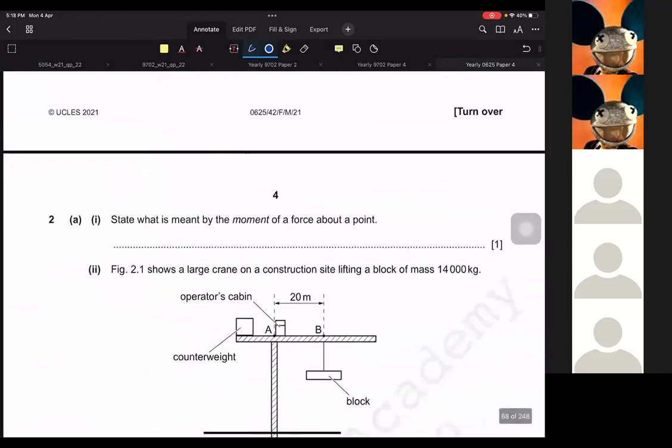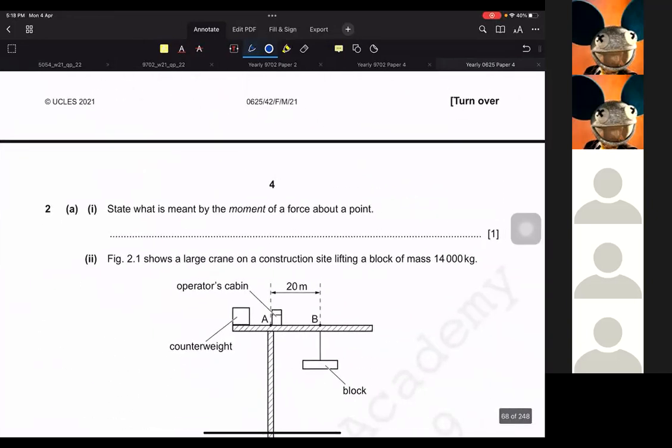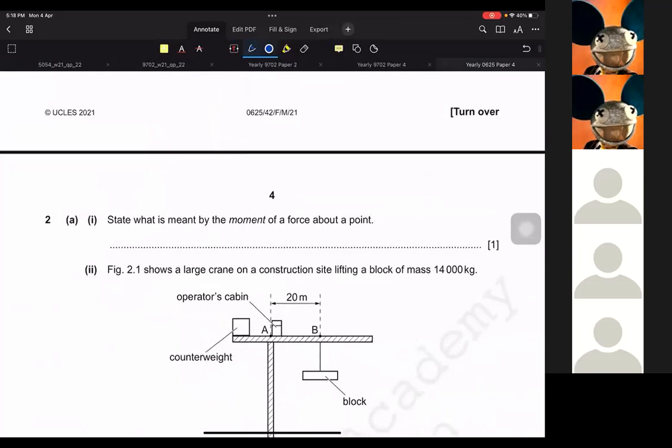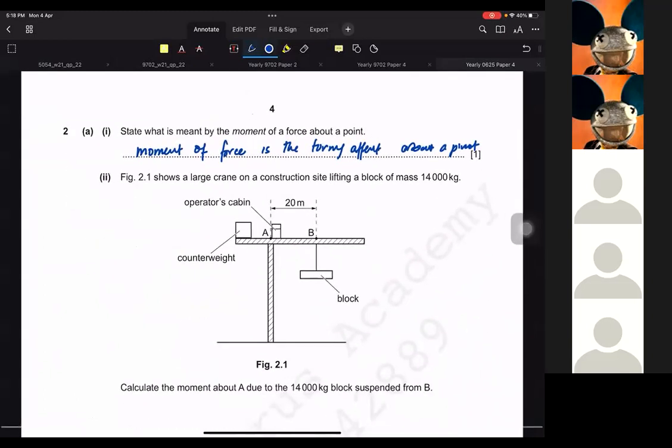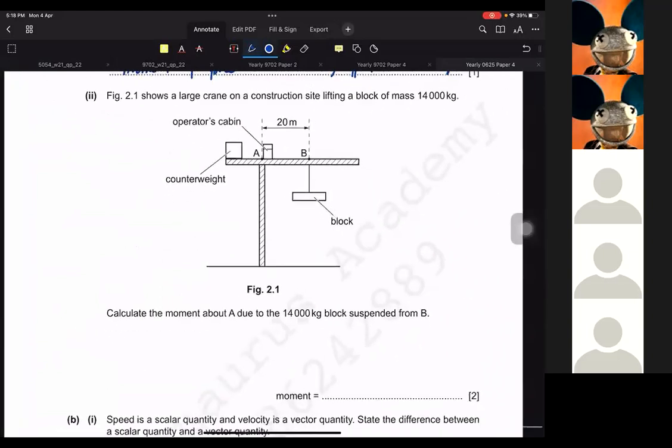Then question number 2. In question number 2, it says what is the moment of force about a point? Moment of force is the turning effect about a pivot. You could also write force times perpendicular distance, right? That's fine. Acha, calculate the moment.